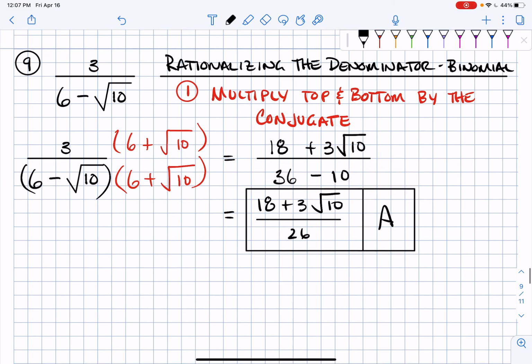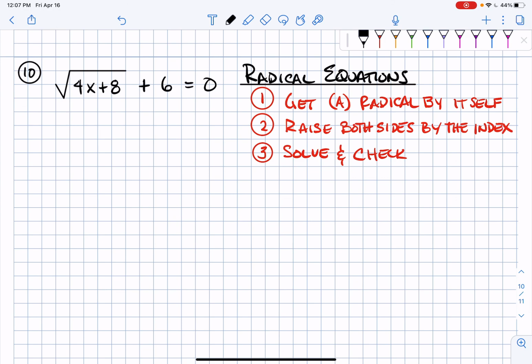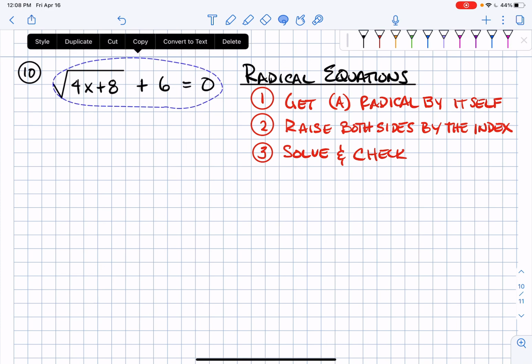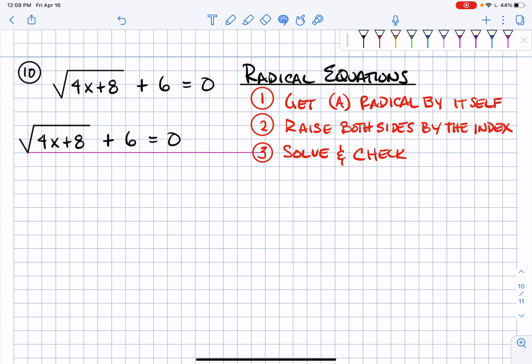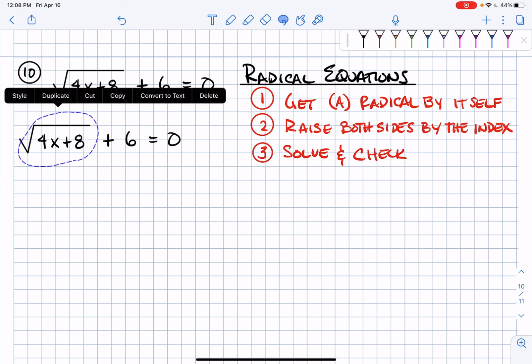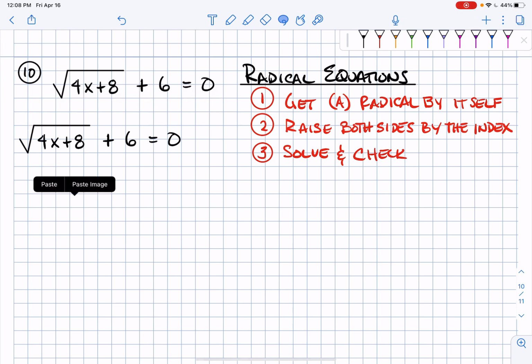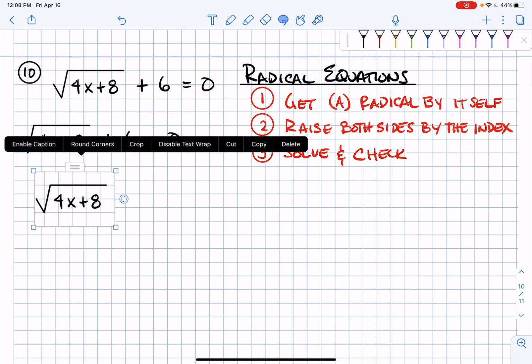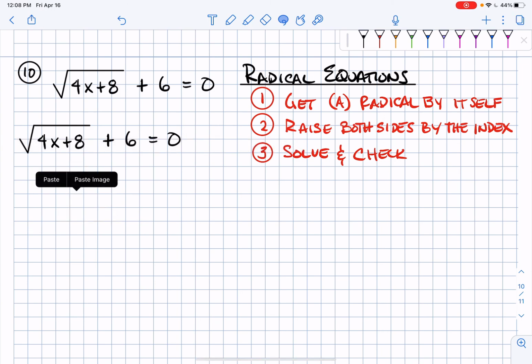There we go. All right, on to number 10, radical equations. With radical equations, what I want to do is get the radical by itself first. So I have this radical, and I'm going to subtract that 6 over to the other side, so it's going to be equal to negative 6.